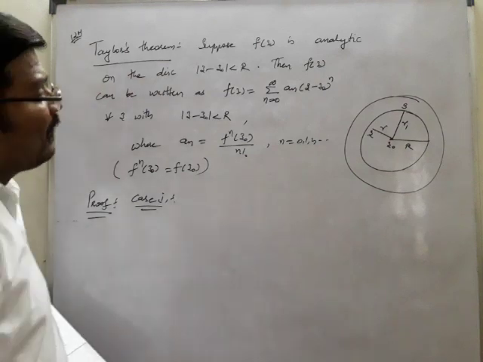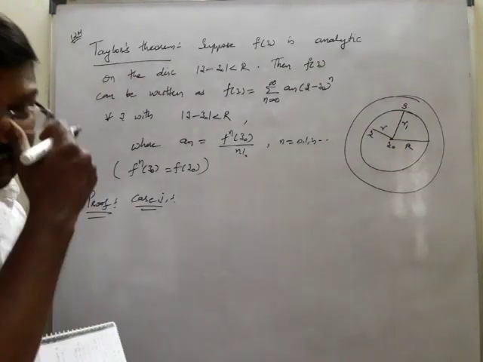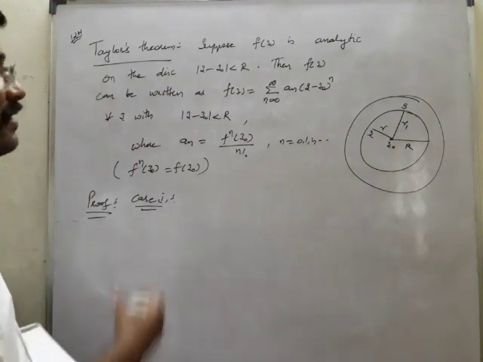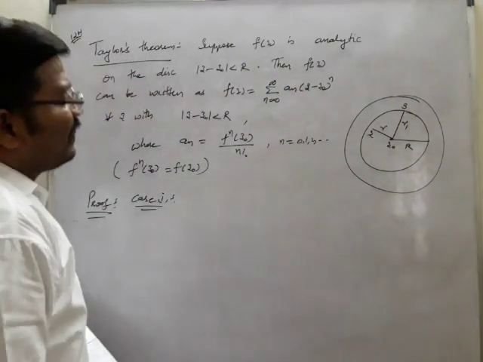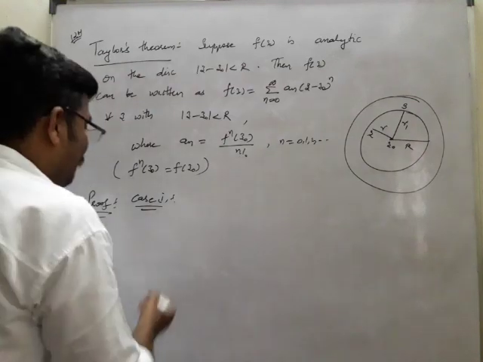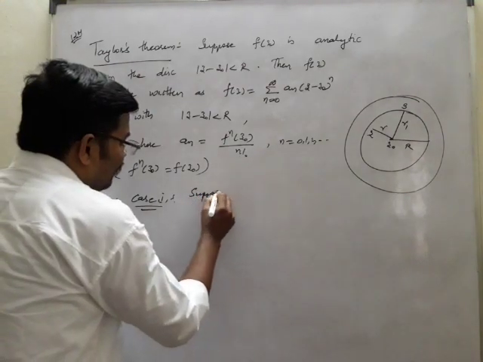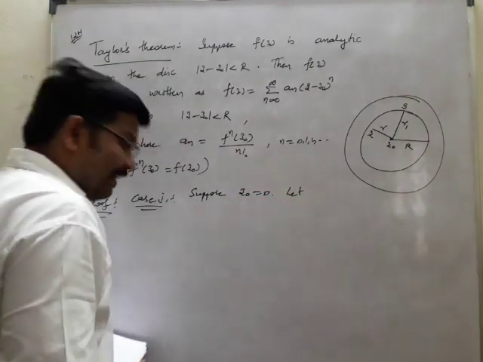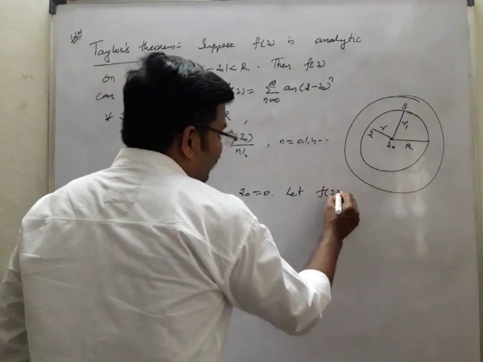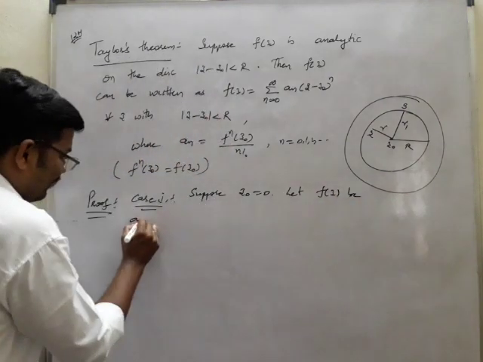Case 1 is nothing but, by supposition, that z0 is 0. When z0 is 0, what is going to happen? See, a n z power n you will get. Okay, z0 is 0, so you will be getting that. Suppose z0 equal to 0 and let f of z be analytic.